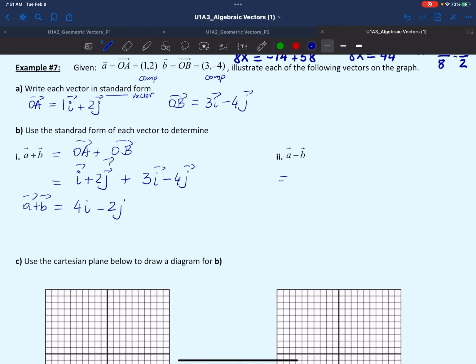Now, in the same way, we're going to do A minus B. So again, i plus 2j minus 3i minus 4j. So this would be 1 plus 2j minus 3i plus 4j, or negative 2i plus 6j. And vectors, vectors everywhere.